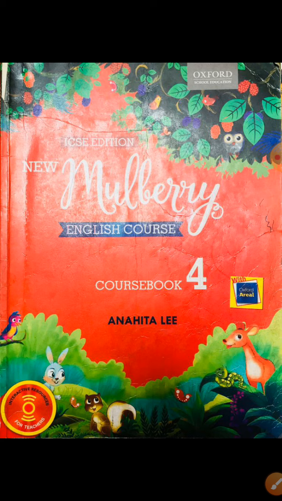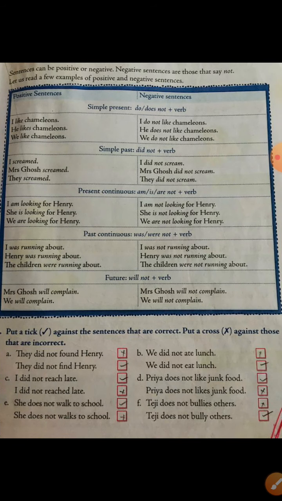As we have completed till page number 46 in lesson number 3, today I am going to continue the same chapter from page number 47, as some of the exercises of this chapter are remaining. So let's start. Here it is your page number 47. As we have already done tenses, simple present, simple past, present continuous and past continuous, in the previous video.